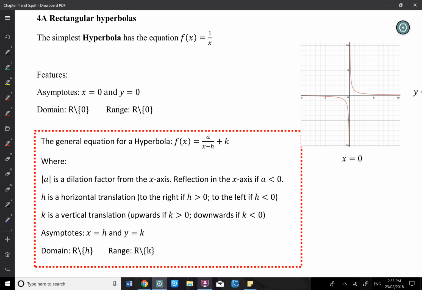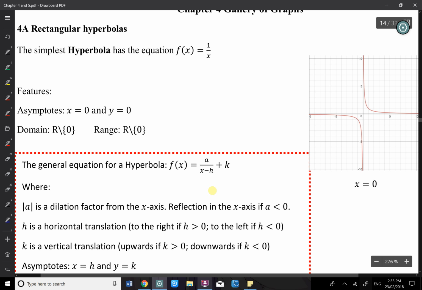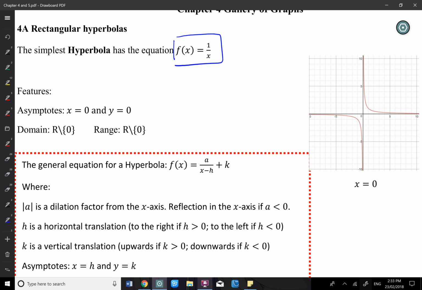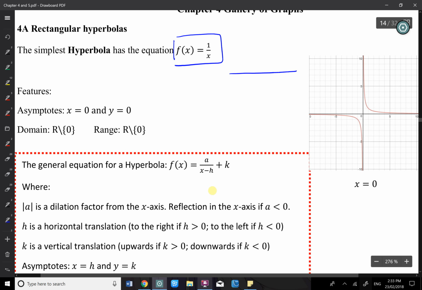So let's have a think about the hyperbola, the rectangular hyperbola. If you learn Spech, there are other hyperbolas as well, but this one is called the rectangular hyperbola. The simplest hyperbola equation is f(x) equals 1 over x. So it's actually a fraction, with a number on top and a linear at the bottom.